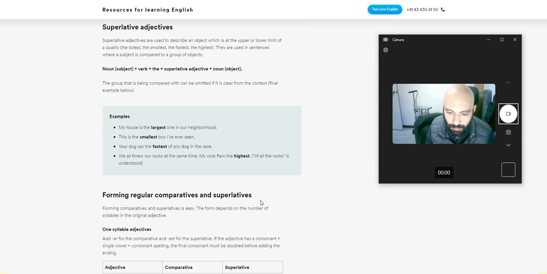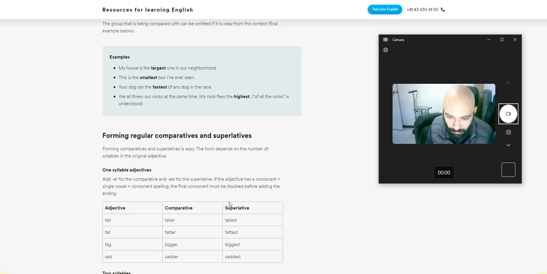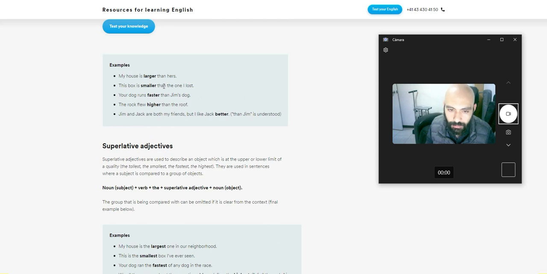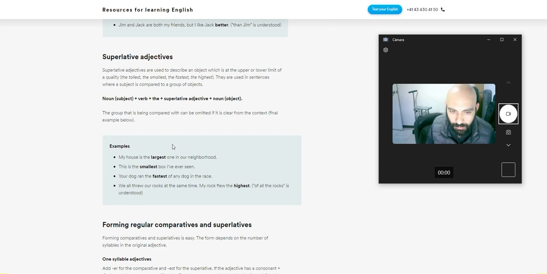Later on, we'll check on some exceptions where we are going to construct them in a different way. But so far, just remember that for comparatives we add the letter R, and for superlatives we add est. That's all you need to know so far.